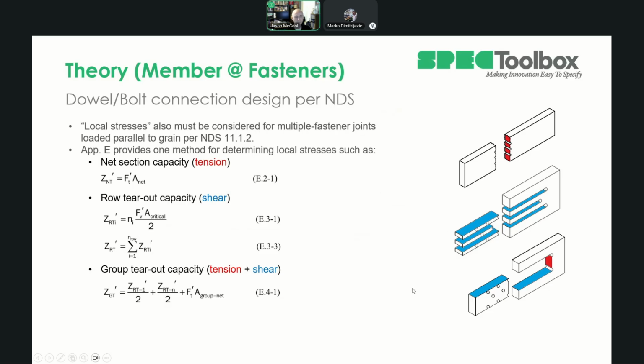If you've ever done any steel connection design, this would be similar to your block shear failure mode in steel connections. And you see you've got your one shear plane on the one row, and then your one shear plane on the last row, and then a tension applied to that perpendicular area in between.